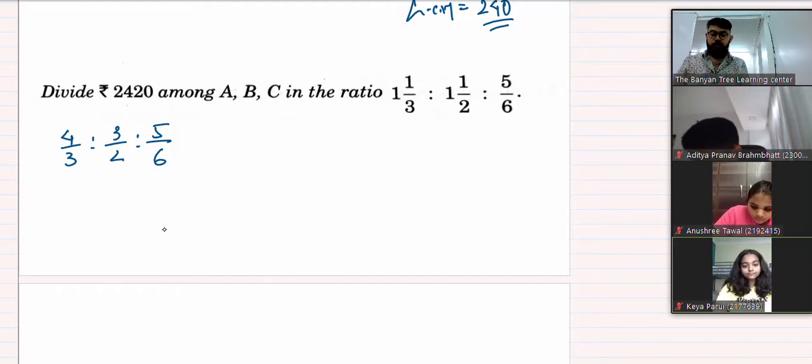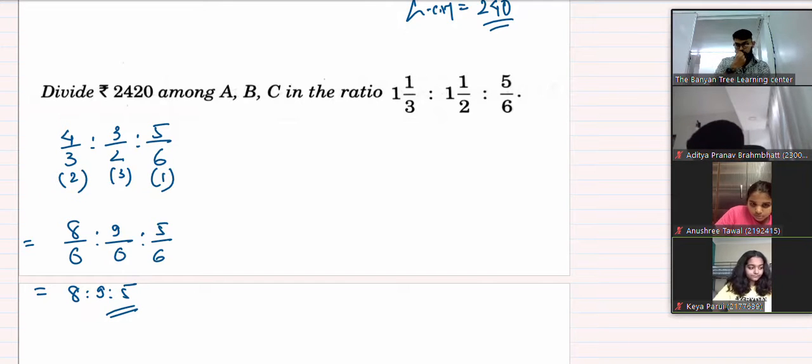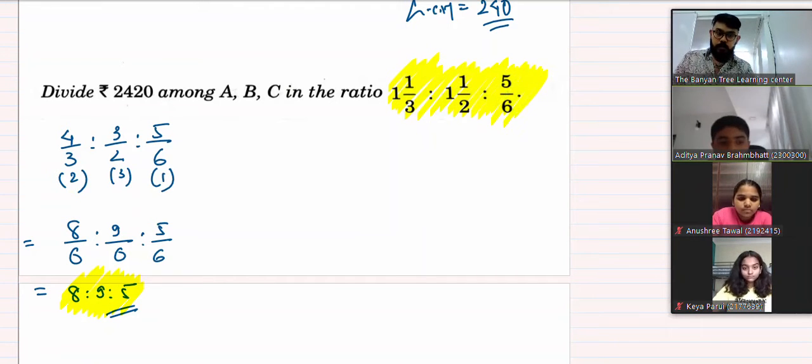I'll take LCM of 3, 2 and 6, which is 6. So 3 2s are 6, 2 3s are 6 and 6 1s are 6. So this becomes 8 upon 6 is to 9 upon 6 is to 5 upon 6, which will become 8 is to 9 is to 5. So the ratio simplifies into 8 is to 9 is to 5. From this, 2420 will be divided.